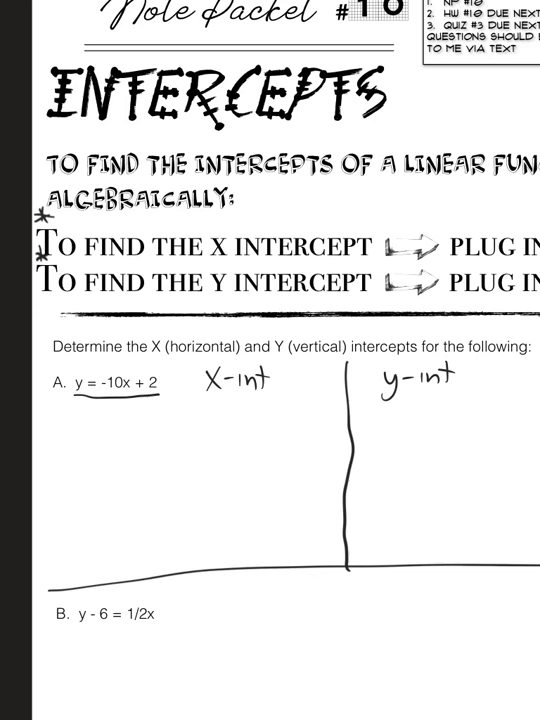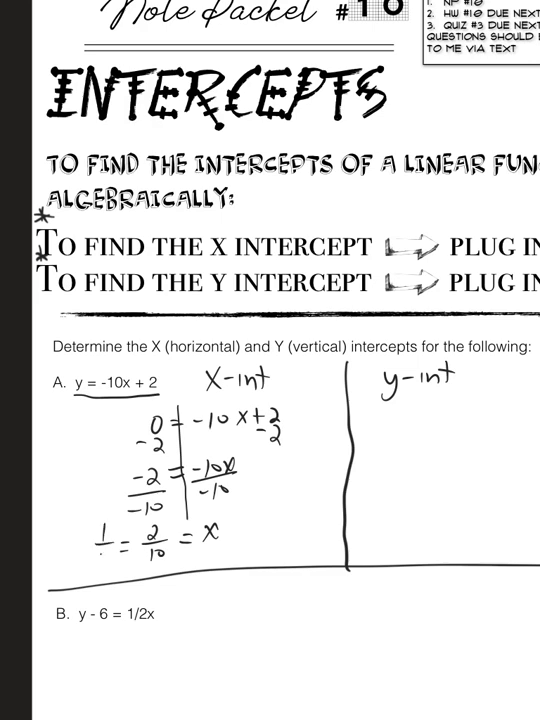To find the x-intercept, I have to plug in 0 for y. As unnatural as this looks, I'm trying to get x alone, so I'm going to start by taking 2 away from both sides and then dividing both sides by -10. So x is 2/10, or if I were to simplify that, it would be 1/5. This intercept, even though it's not a whole number, still exists because we plugged in 0 for y. Our ordered pair is going to have 0 in the y spot and our answer in the x spot. So there's the x-intercept.